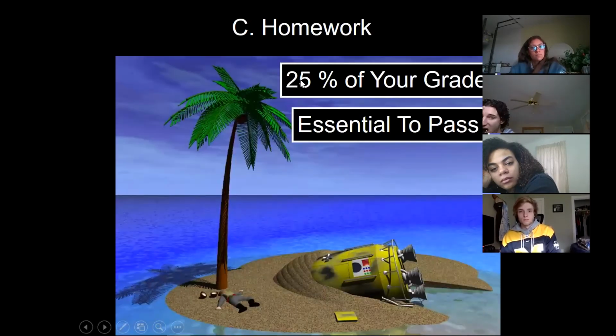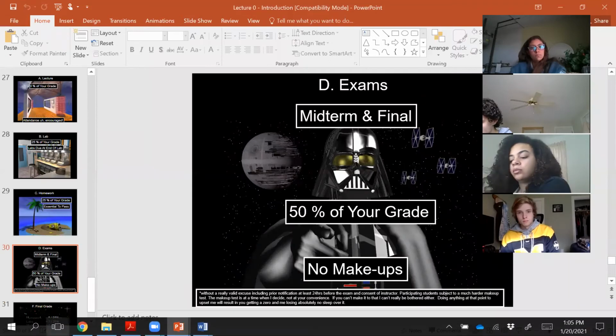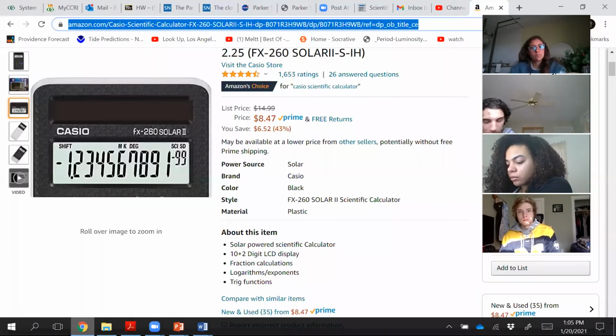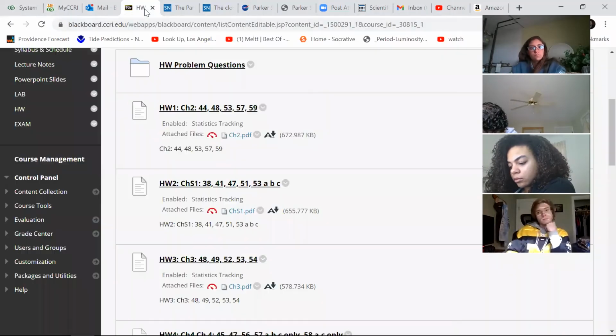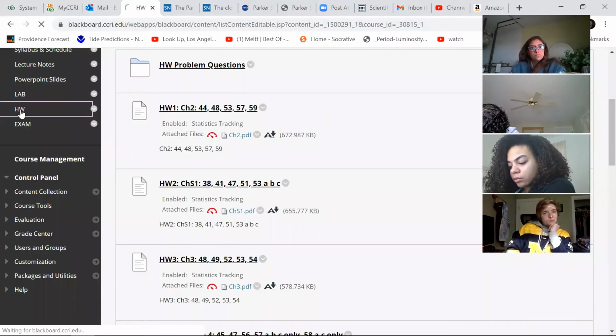On Wednesdays, we do our homework. Homework is graded out of 25 points, each homework, and they consist of problems from the back of the textbook. Your first homework assignment, which will be covered next Wednesday and will be due by the end of the week, can be found here under the homework tab.